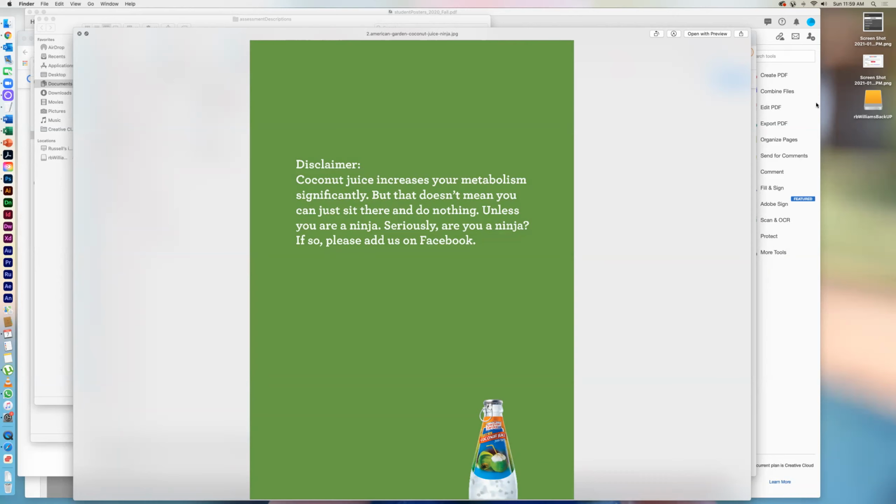Because here the words, remember we talked about dividing the frame by thirds. These words are dominant. Then this is to the right and it's down at the bottom. So we look and it's American Garden and it's coconut juice. So it's being played down. So they really want you to read the words and then your eyes will travel down.